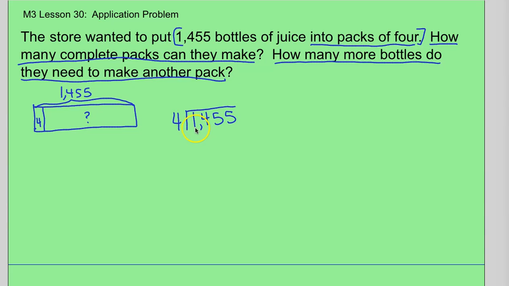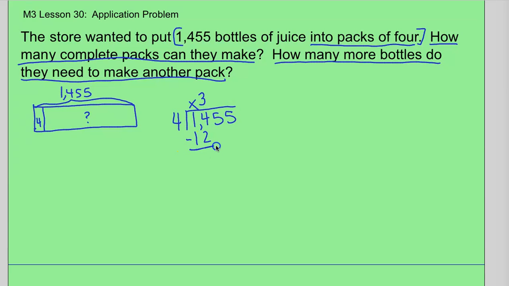And I start with asking myself how many 4s are in 1,000. And there are 0. So that would have no number above it. So now I have to go into 1,400. 4 goes into 14 3 times. 3 times 4 is 12.